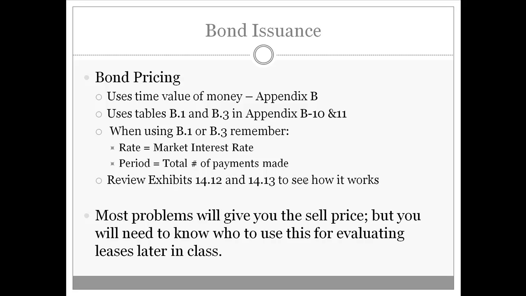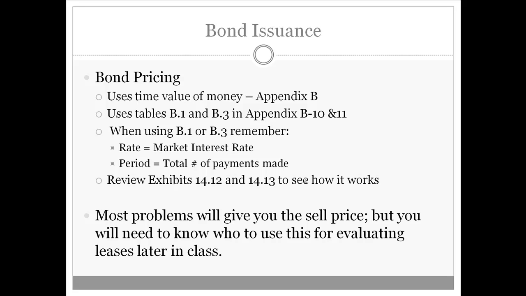You'll use Tables B1 and B3. When you're looking at those tables, the rate that goes across the top references the market interest rate. The period is the total number of payments being made. So you'll look at the number of payment periods during a year and figure out the market interest rate. I'll show you how to do that when you see examples of how to price a bond, because I'll do that using LiveScribe.